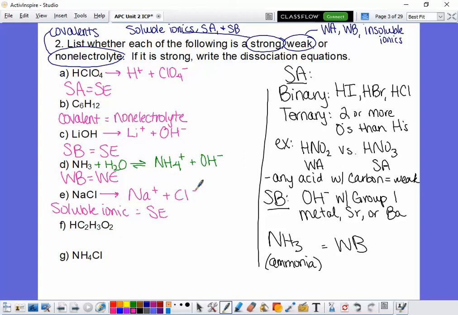All right, the next one, HC2H3O2. What type of substance is that? It's an acid. Is it strong or weak? Weak. Why? It has carbon in it. So this is a weak acid. So therefore, what type of electrolyte? Weak electrolyte. And just like with the ammonia example, we can write the dissociation equation, though you are not responsible for this yet, not for this unit. But a little bit of a preview.